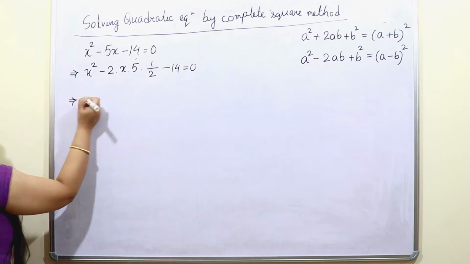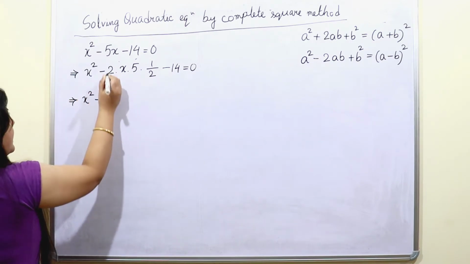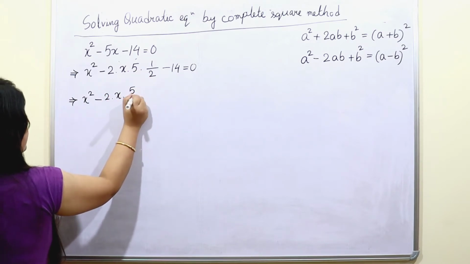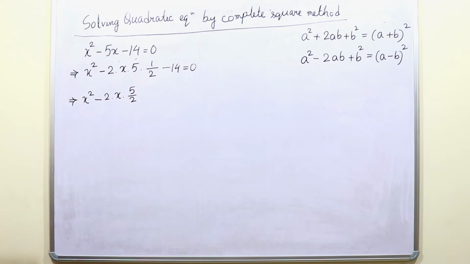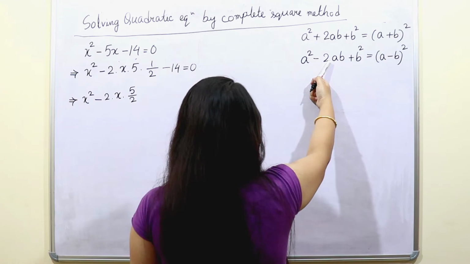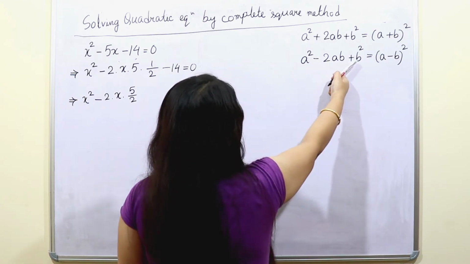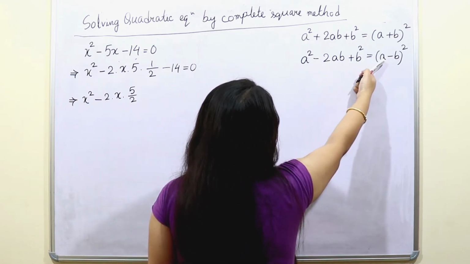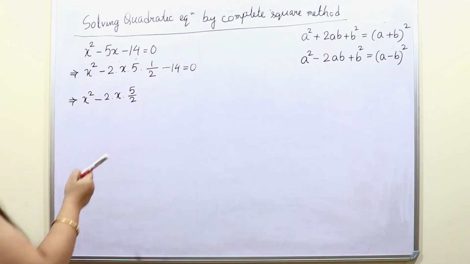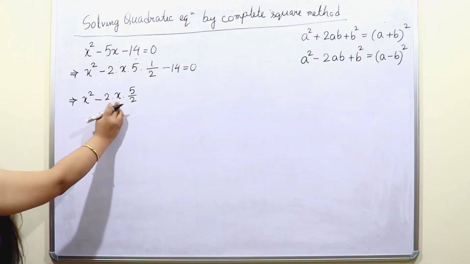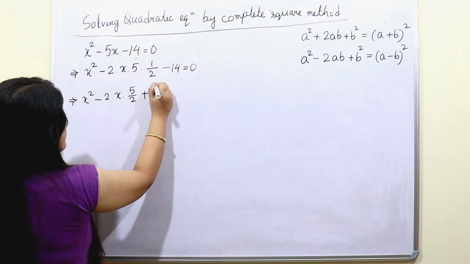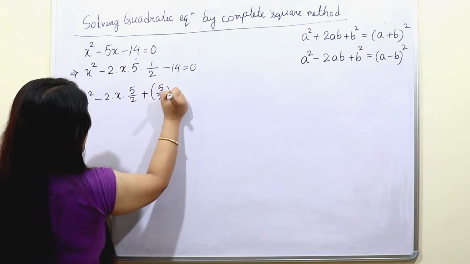Now let us arrange the terms: x², 2 into x, 5 into 1 by 2 can be written as 5 by 2. Now if you compare with the formula a² - 2ab + b², we need the b² term, and only then can we express the value as (a - b) whole square. So this variable is equal to a, this is equal to b, so b² will be (5 by 2) whole square.